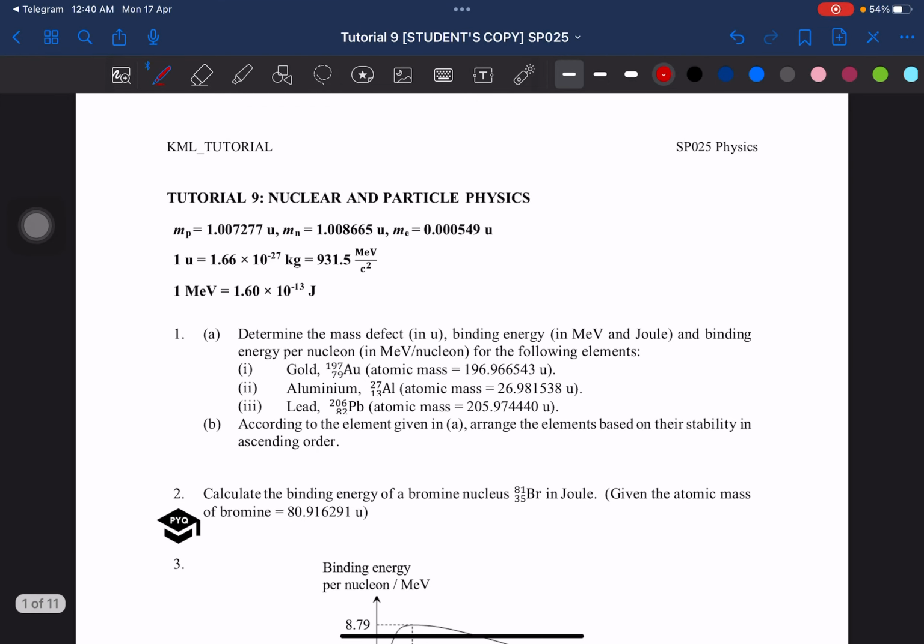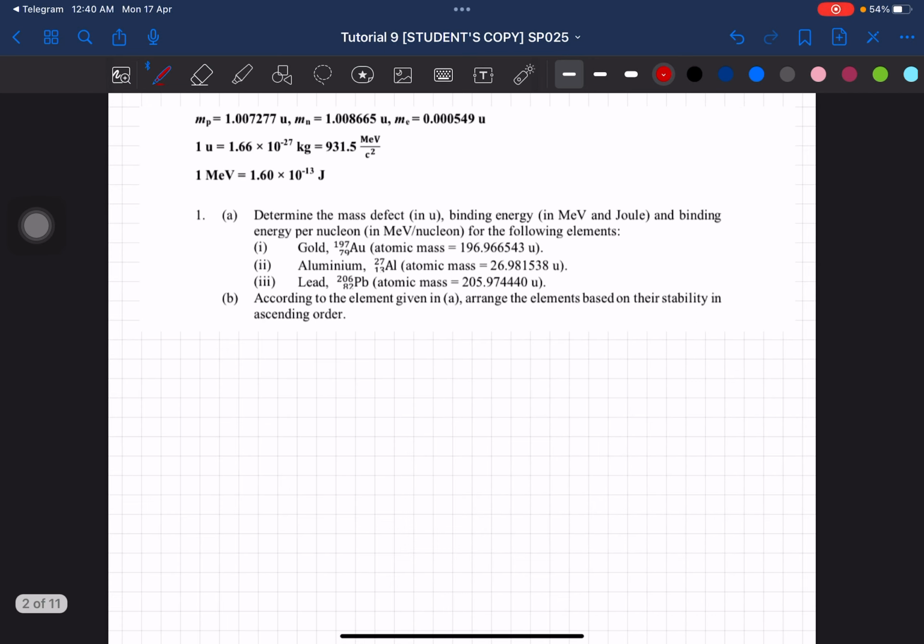This is tutorial chapter 9, which is on nuclear and particle physics. Okay, so question 1.